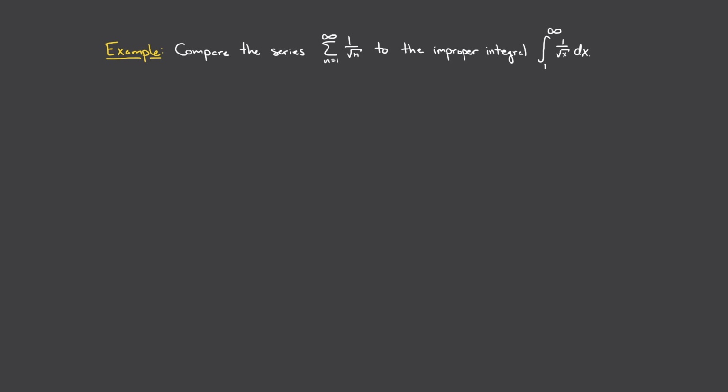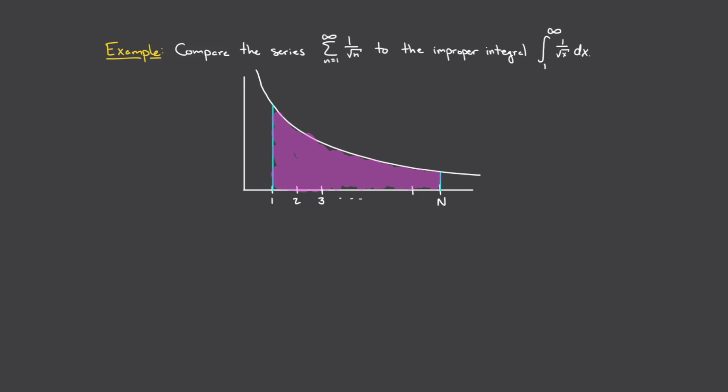So, we just saw an example of why the integral test works for a convergent series. Let's see how it works for a divergent series. In particular, let's compare the series sum from n equals 1 to infinity of 1 over square root n to the integral from 1 to infinity of 1 over square root of x dx. Again, we'll graph the function, and now we'll shade in the region given by not the entire integral, but the integral from 1 to n.